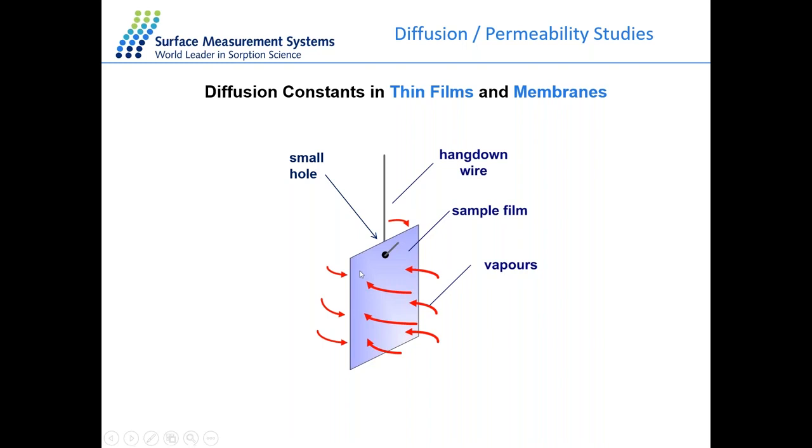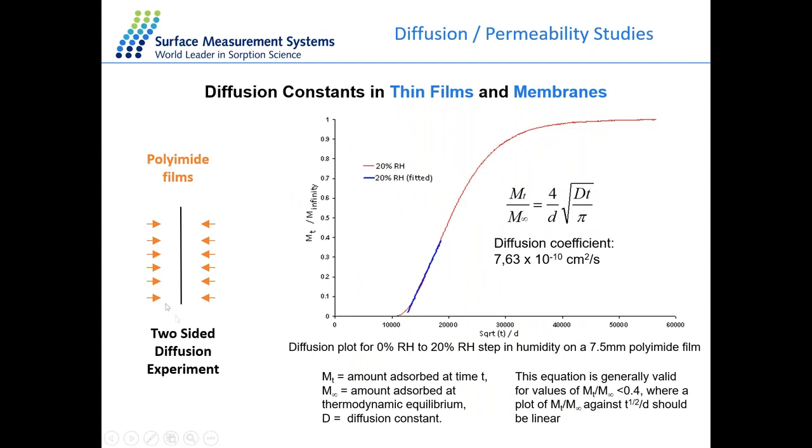So in this case, both sides of this film sample will be exposed to the vapor molecules, and we can perform this two-sided diffusion experiment on the sample. We can start the experiment from 0% RH and then expose the sample to a certain relative humidity, for example, 20% RH.